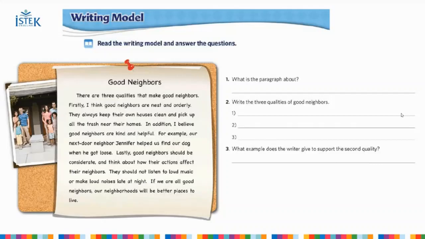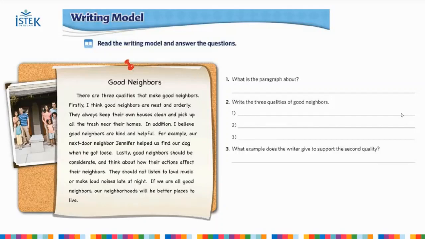Now we're going to answer these 3 questions according to the paragraph. Question number 1. What is the paragraph about? Okay, as we've talked about this before, usually the first sentence of the paragraph is our topic sentence, and it gives us an idea about the paragraph. By reading the topic sentence, we will know what our paragraph is going to be about.